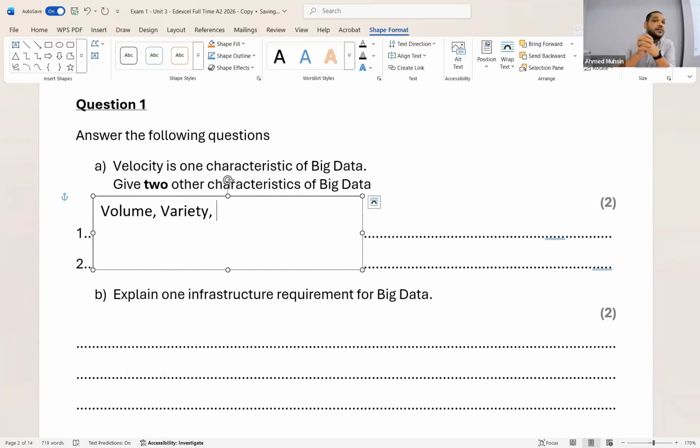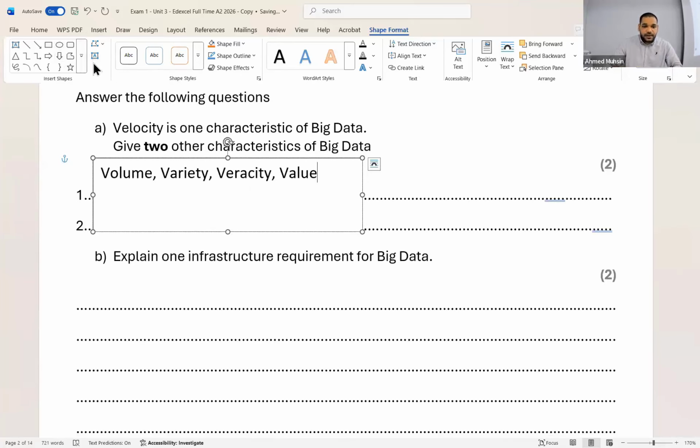Then you also need to look at veracity. Veracity means what? The quality of the information, right? Can you trust all of it? Are they all from trustable sources? Veracity here. Anything else? The value of this data. What decisions can you make using this data? Everyone okay with this? The value of this data. Okay, so they have asked you only for 2. These are the 4 possible answers.